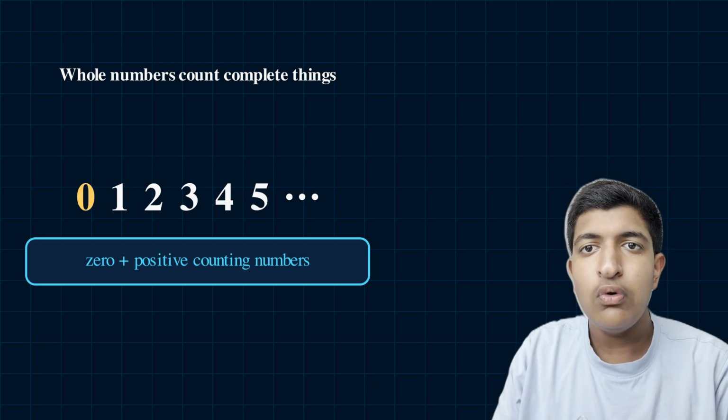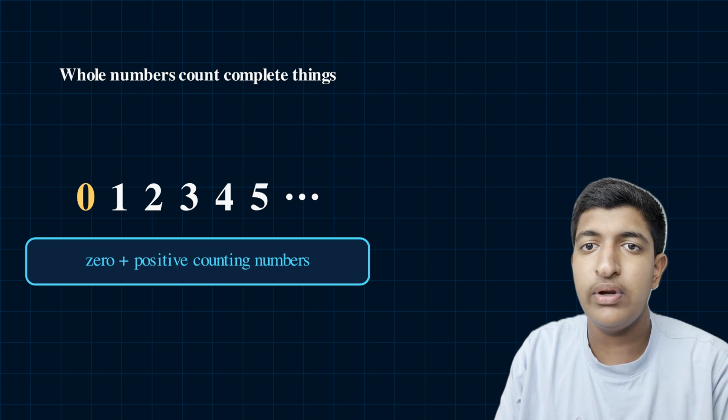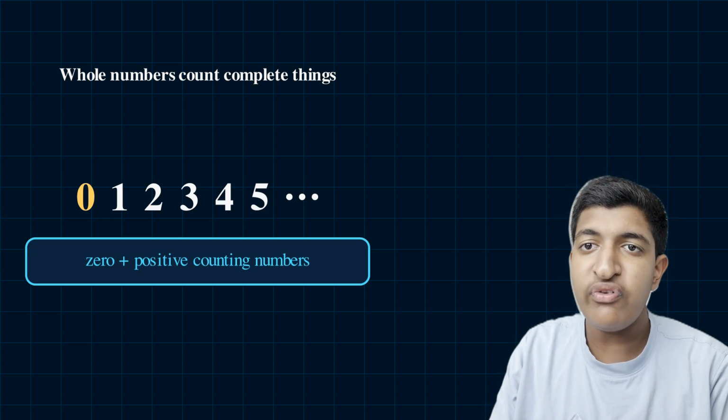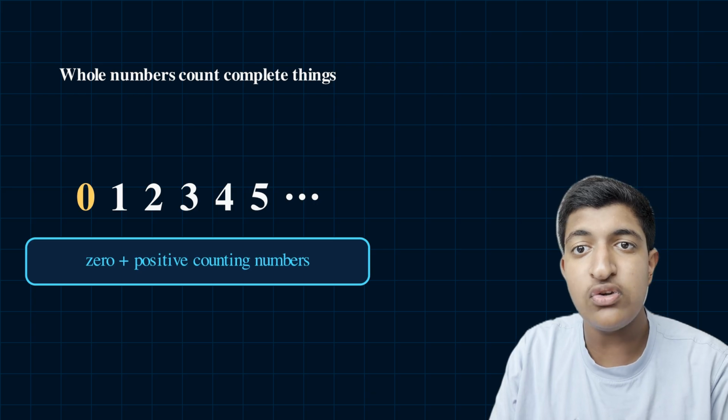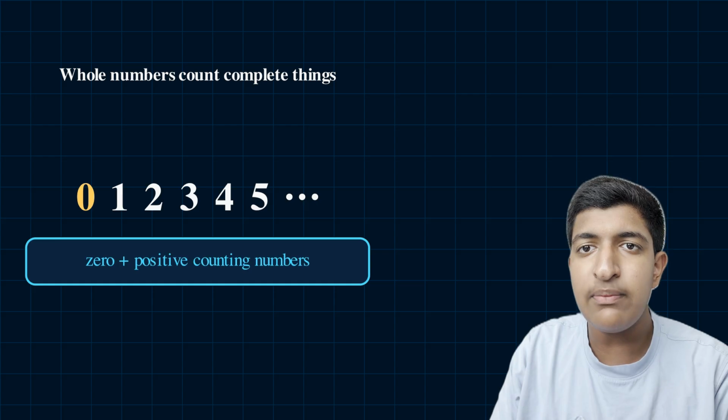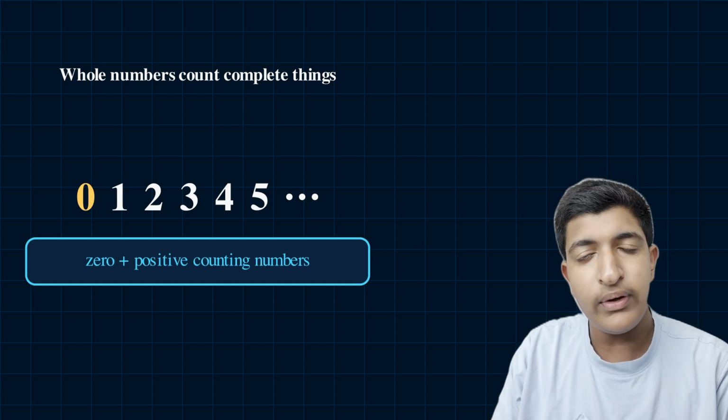0 is a whole number, 1 is a whole number, 12 is a whole number, 100 is a whole number, and 5,208 is also a whole number. It doesn't matter how large the number gets. If it represents a complete amount with no part missing, it can be a whole number.